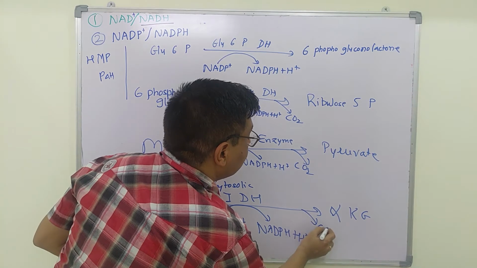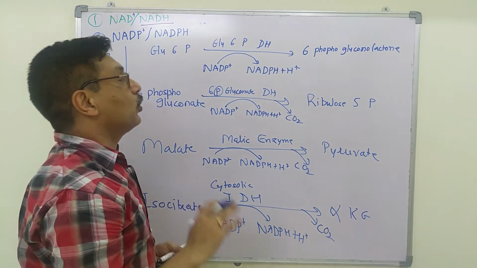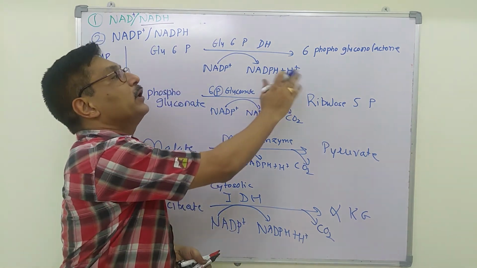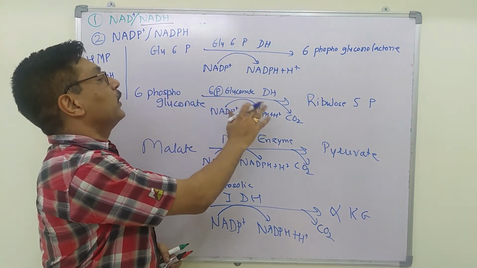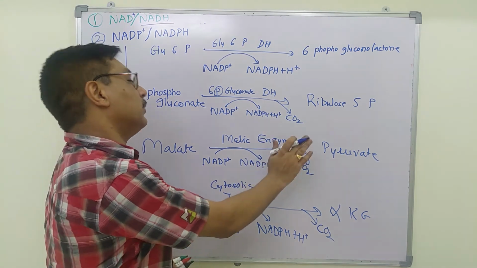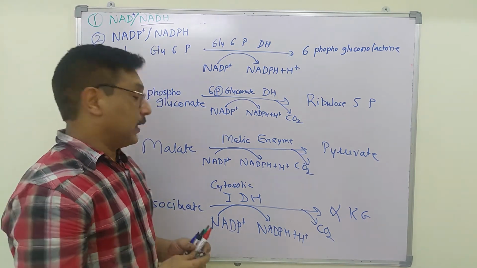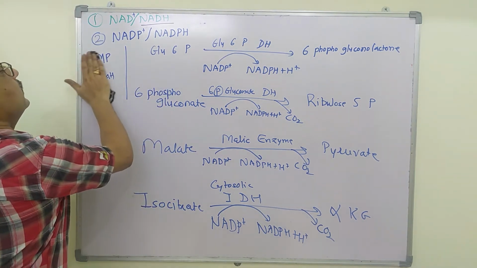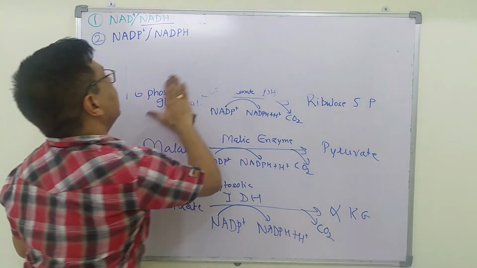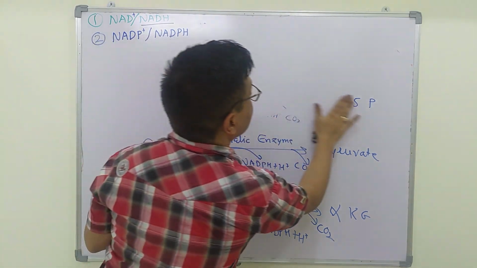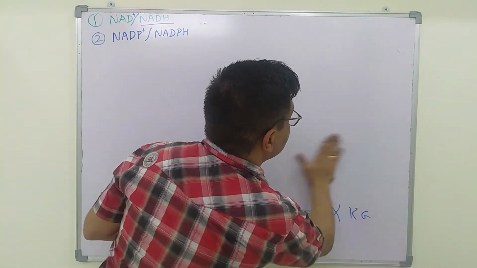These reactions are main generator of NADPH, of which HMP pathway is going on in all the cells. So glucose 6-phosphate is converted into 6-phosphogluconolactone by dehydrogenase, 6-phosphogluconate is converted into ribulose 5-phosphate. Malate is converted into pyruvate with the help of malic enzyme and isocitrate to alpha ketoglutarate in presence of cytosolic isocitrate dehydrogenase. Now this NADPH generated is utilized for various synthetic reactions, and these reactions are mainly reactions of lipids.